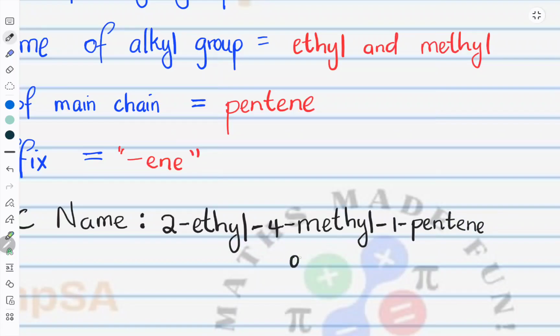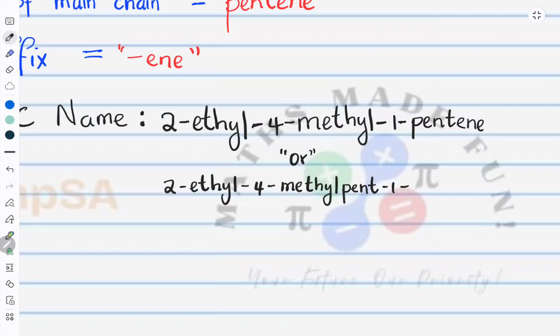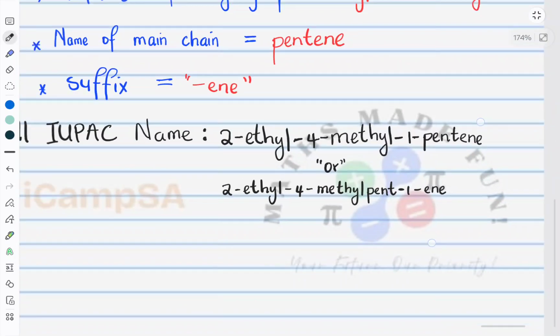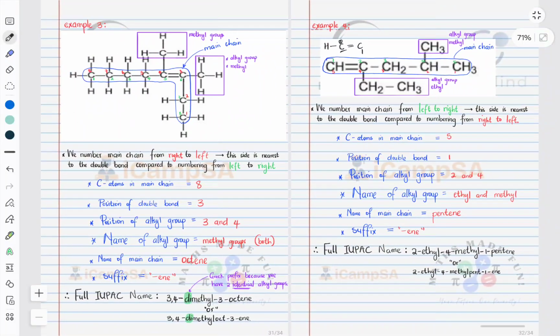And then remember, there's another alternative, or you can do the same thing. You'll have 2-ethyl, 4-methyl, and then pent-1-ene. I hope you are getting the hang of it by now when it comes to naming using the other method. All right, so I prefer the first one, but yeah, this is how we would name these organic compounds.